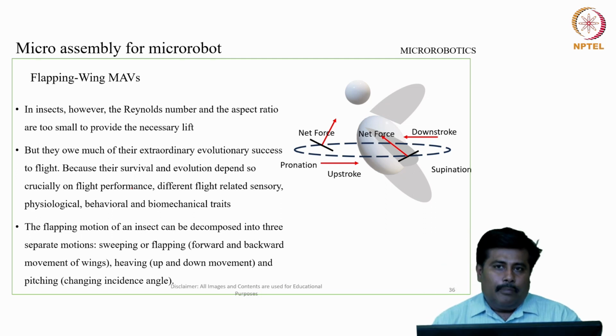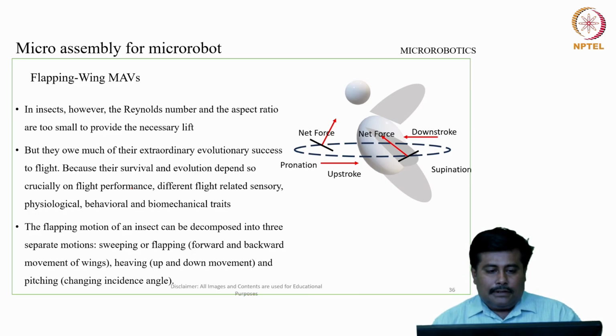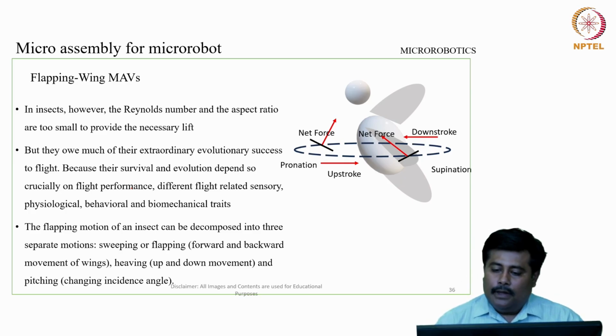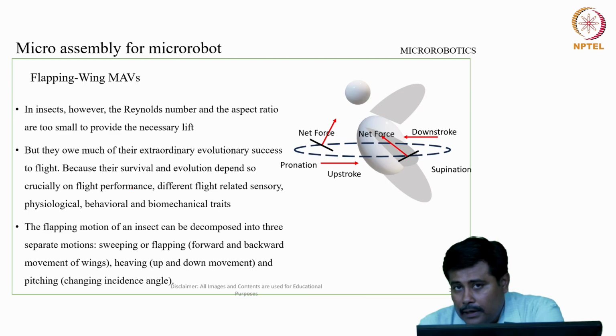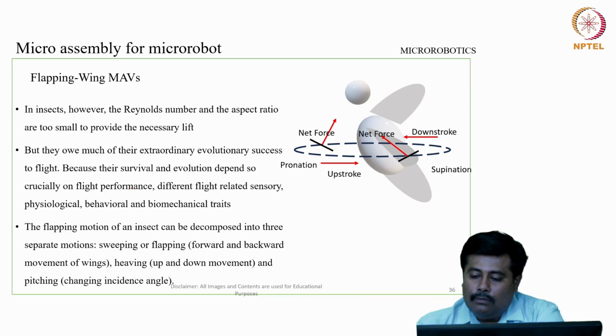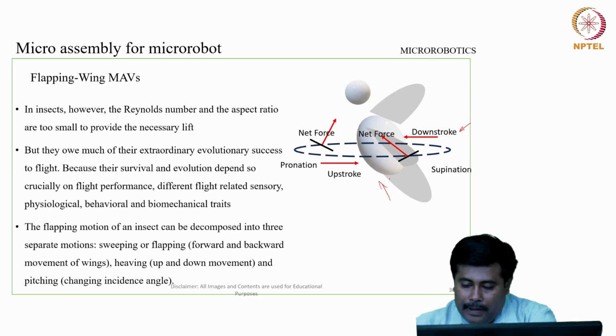So one of the key parameters is something like a flapping wing MAV. In this, the Reynolds number and the aspect ratio are too small to provide the necessary lift. Now if we try to look into the different process parameters which are available, one is the net force, then we have the downstroke. This is a kind of movement of the flapping MAV.